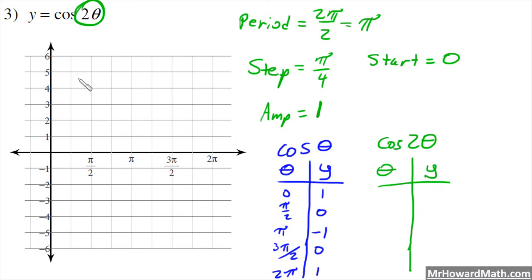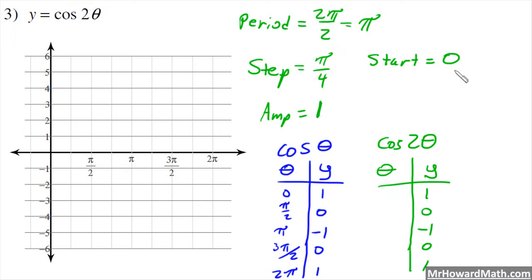Notice this multiplier is in front of the theta there. So all that's going to change here is we're going to step up by pi over 4. Instead of stepping up by pi over 2, we're going to step up by pi over 4. Our y's are not changing. There are no changes to the y's over here, so I'm going to go ahead and fill those in. 1, 0, negative 1, 0, 1.